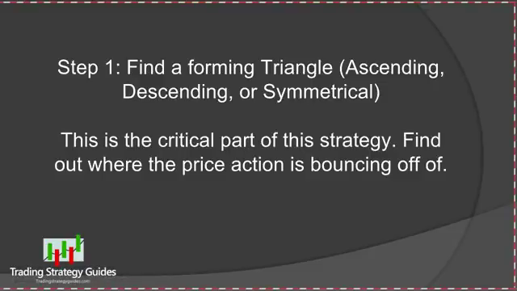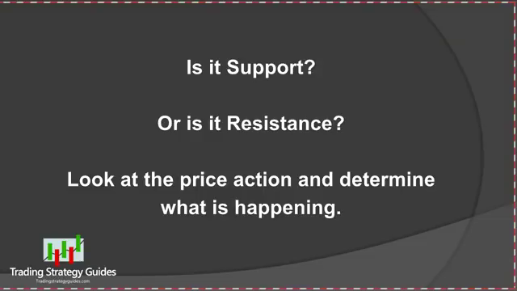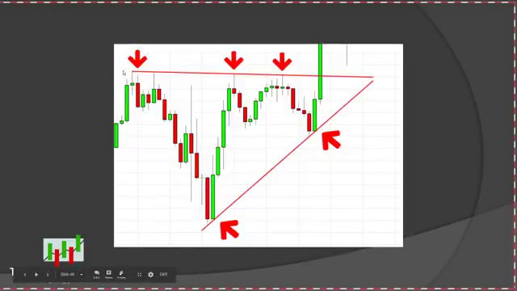Find a forming triangle, ascending, descending, or symmetrical. This is the critical part of this strategy. Find out where the price action is bouncing off of. Is it support? Is it resistance? Look at the price action and determine what is happening. So here we go. Here's a chart here. You can see that's the first part. It's already developed. You draw your lines and you make it happen.